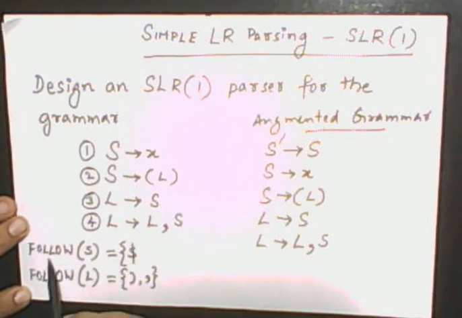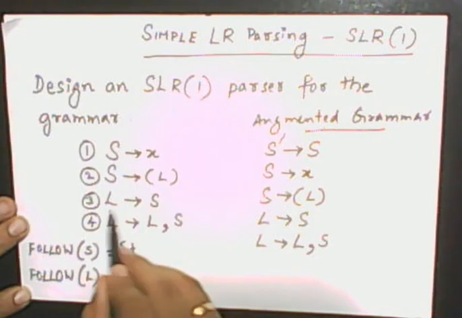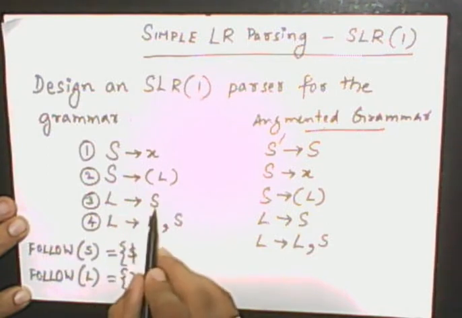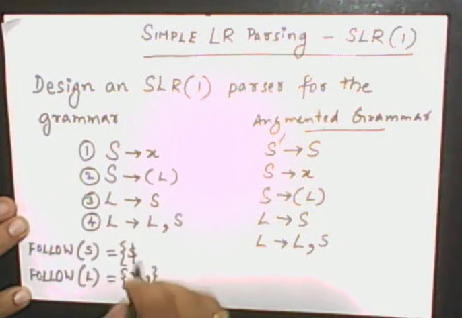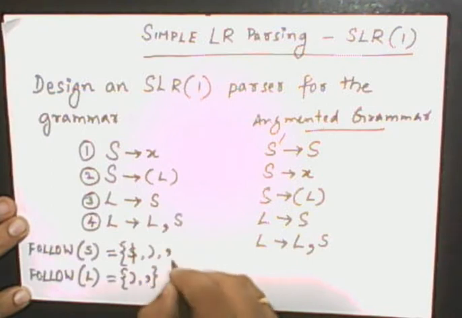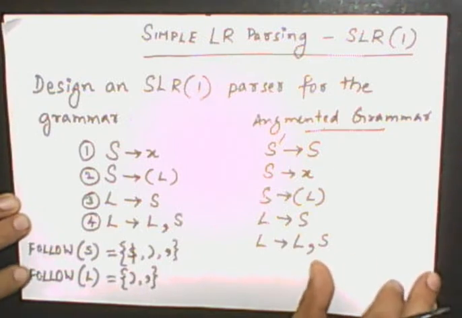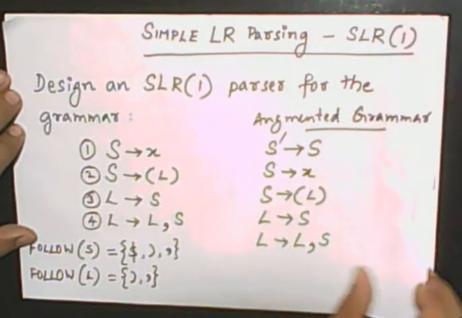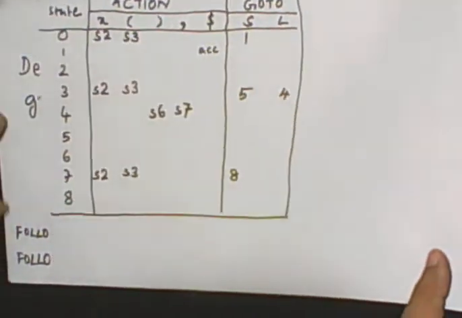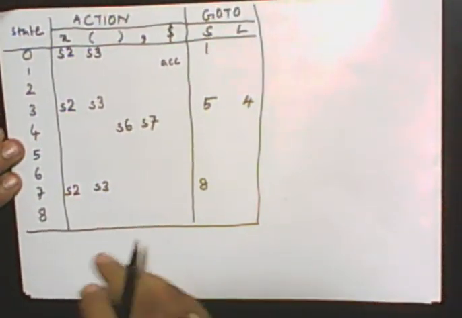So since follow of S can be completed only after finding follow of L, you can add these two. As per this production and this production also, follow of S means follow of L. So follow of L is these two, so you can add them. Follow of S will have right parenthesis as well as comma. So follow of S is dollar, right parenthesis and comma. Follow of L is right parenthesis and comma. Okay, so now let us go to this parsing table.